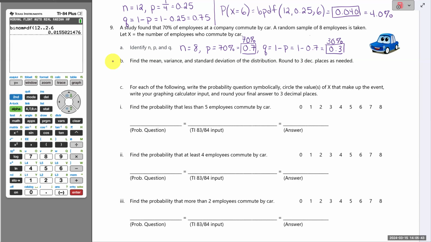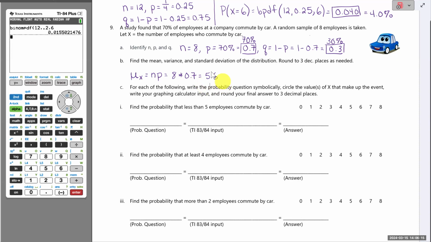All right, so we're looking at population mean, and X as a subscript just indicates our random variable X, the number of employees who commute by car. The mean for a binomial distribution is found by just multiplying N times P. So we take 8, multiply it by 0.7, and that gives us an average of 5.6 employees. I'm not going to write the units here.